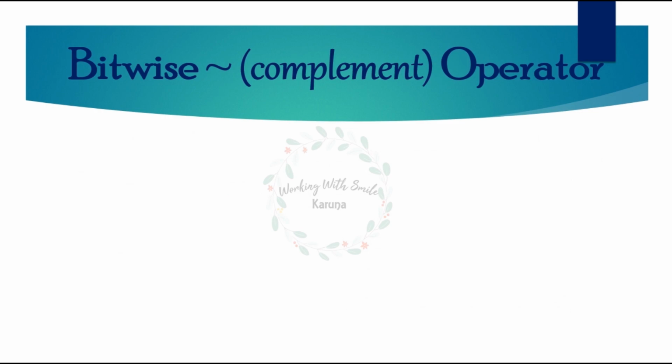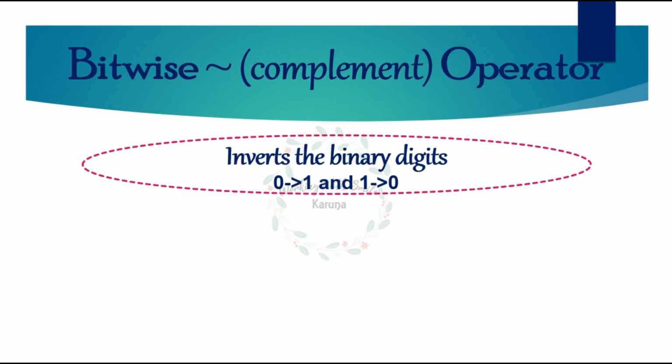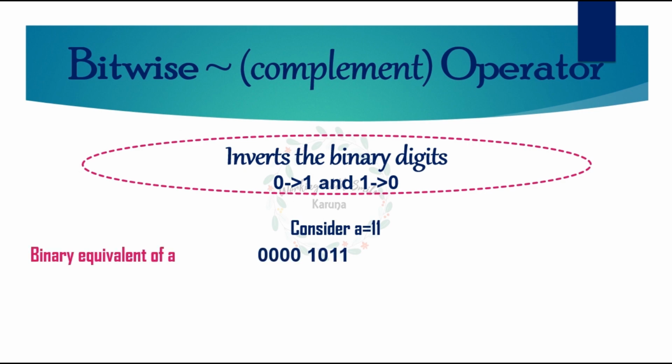Here we have the complement operator. This operator simply changes the bit 0 to 1 and 1 to 0. Consider a value 11. This is the binary number of 11. The complement of 11 will be changing all the digits of 11 from 0 to 1 and from 1 to 0.